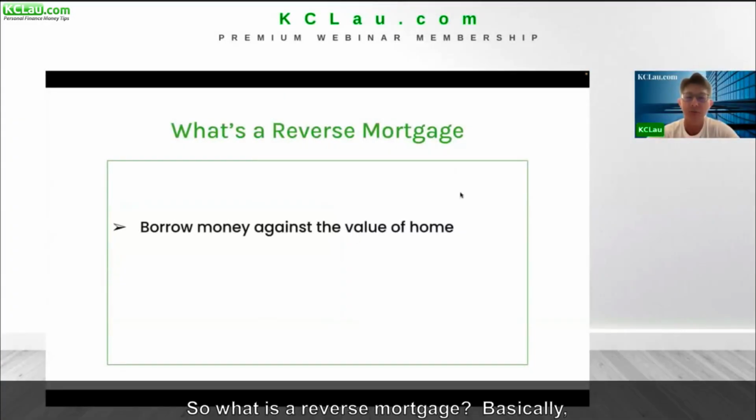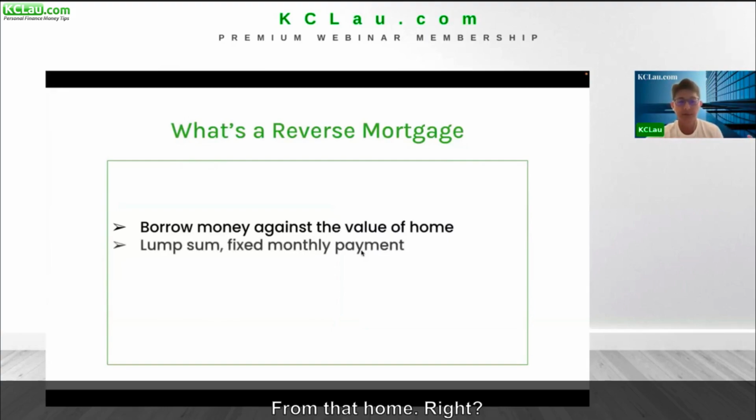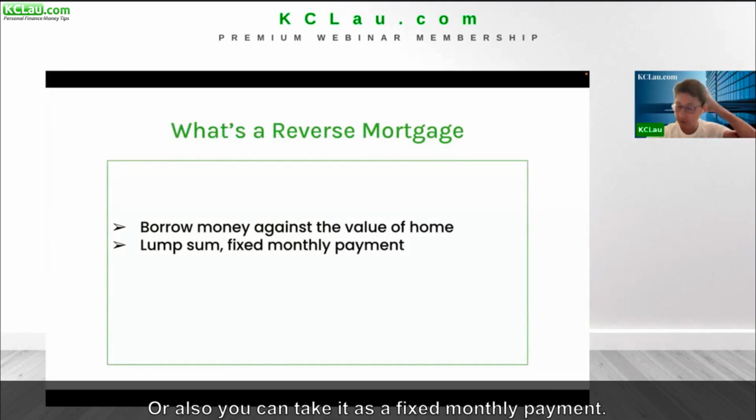So what is a reverse mortgage? Basically, we borrow money against the value of the home. So you have to have a home. Then you can borrow money from that home, right? And you can take it as a lump sum, or you can take it as a fixed monthly payment.